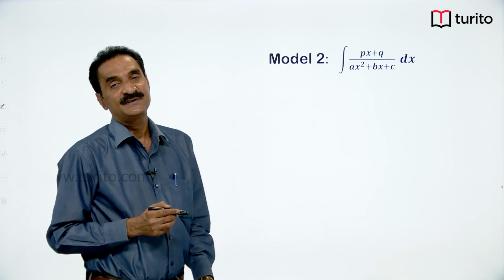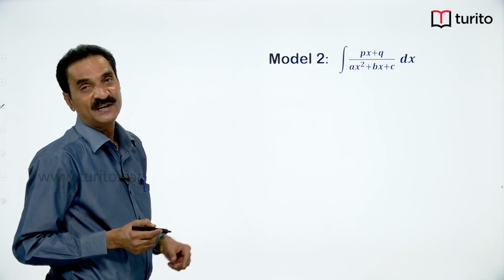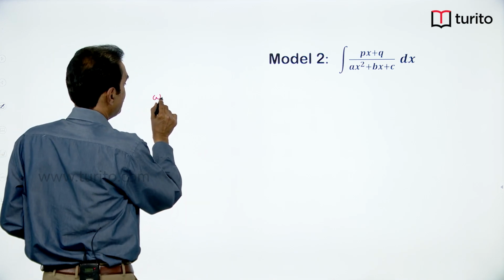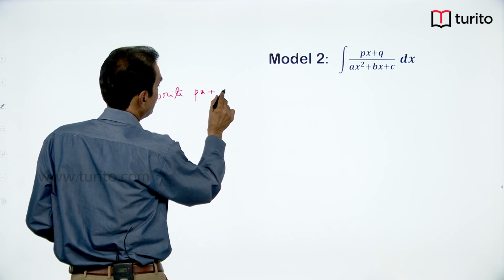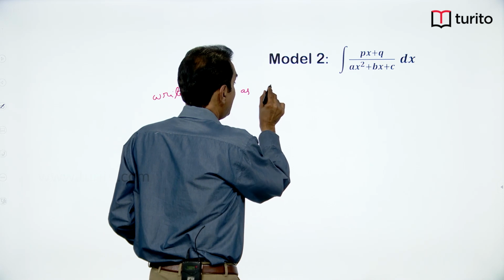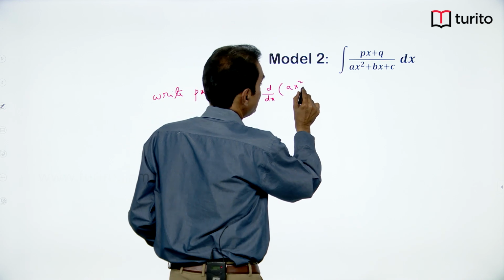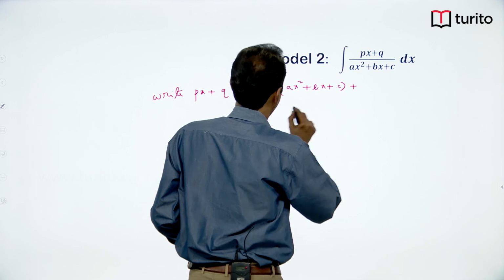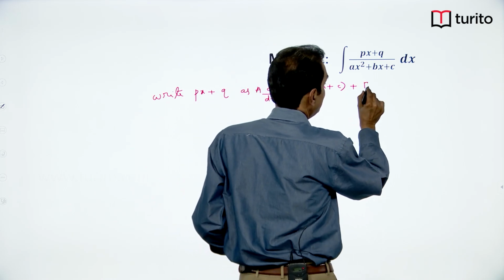Now, model 2 is, if the integrand is of the form px plus q by ax square plus bx plus c, then the method is: write px plus q as d by dx of ax square plus bx plus c, into some constant A, plus another constant B.